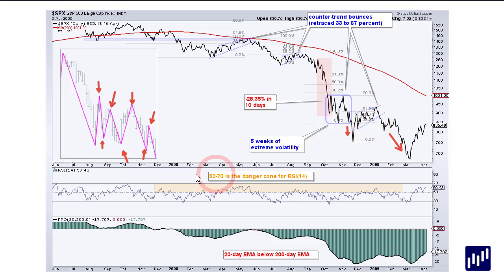And if you look at RSI again, there's that 50 to 70 zone. You get above 50, that's caution. The closer you get to 70, that's the more danger. And you can see we didn't even get close to 70 there in August, September, and we didn't get close to 70 there in January 2009. So that's why RSI gets oversold in downtrends and bear markets. It gets overbought in uptrends and bull markets.